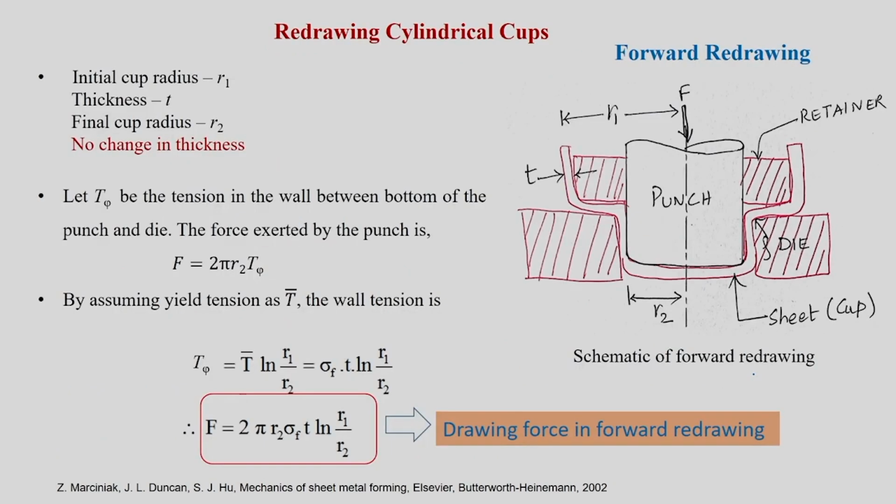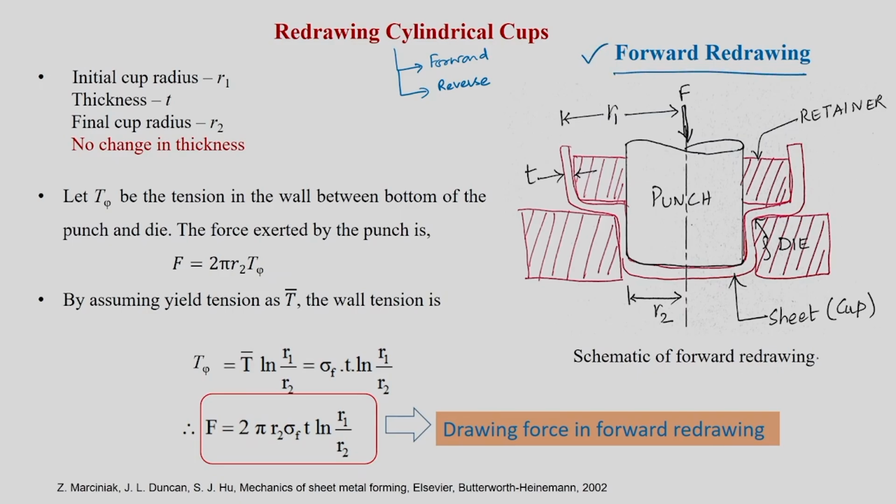Now, when we go for redrawing of cylindrical cups, this can be divided into two varieties: forward redrawing and reverse redrawing. These are the two types. Like for example, we have forward extrusion and backward extrusion, or direct extrusion and indirect extrusion. Similarly we have forward redrawing and reverse redrawing. Let us pick up forward redrawing first and develop some simple expression for it.